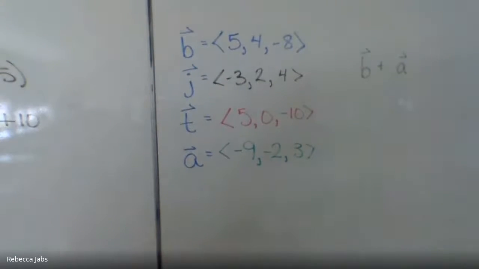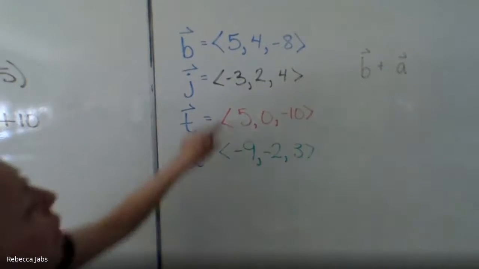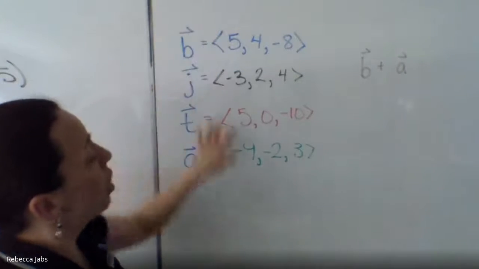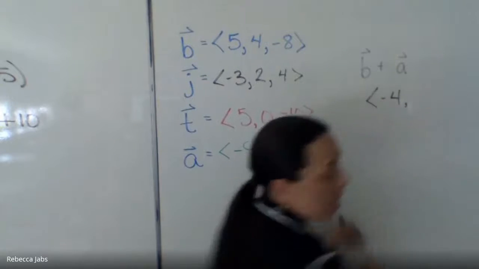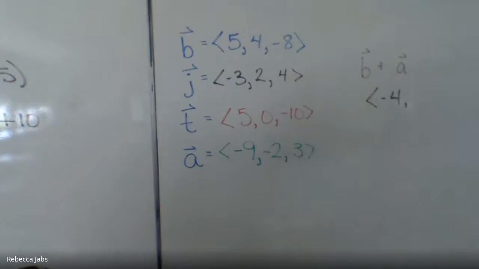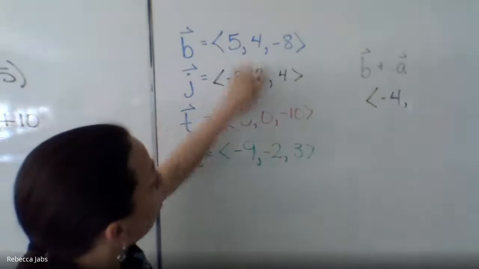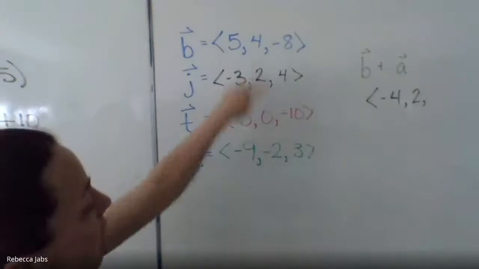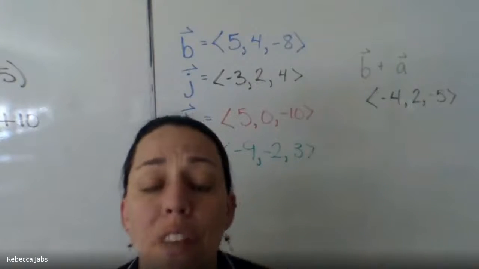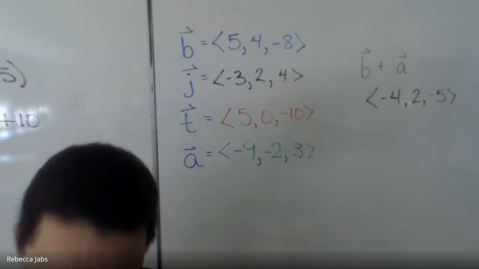I mean, all the work, like B plus A is pretty easy because you might even just be able to look right here and say 5 plus -9. So my first number would be -4. Am I correct? Everybody got -4? Good. But then we are supposed to add our middle ones, 4 plus -2. So +2. And then -8 plus 3. -5. Does everybody see what I mean? For that one, I don't think we really have to show much work.